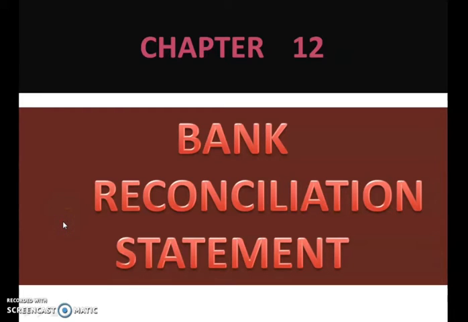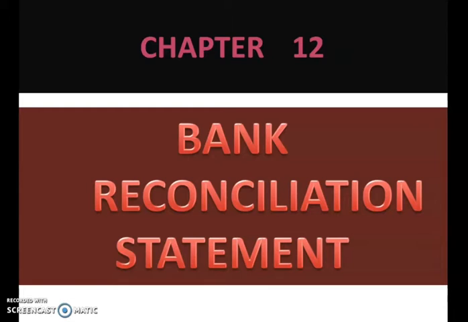Children, in our previous class, we studied about the subsidiary book. We saw different types of subsidiary book. We also saw and learned about cash book. Cash book is prepared by the businessman to record all the cash details. We saw that there are two types of cash book: single column cash book and double column cash book. In double column cash book, we maintain two columns, one for cash and the other one for bank.